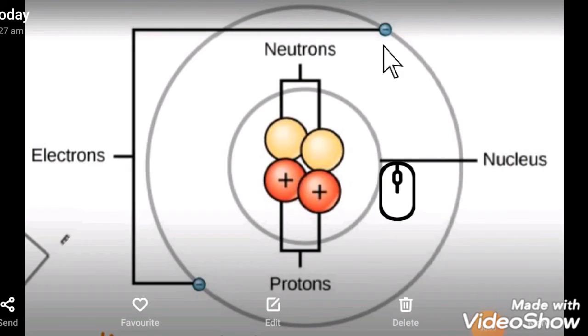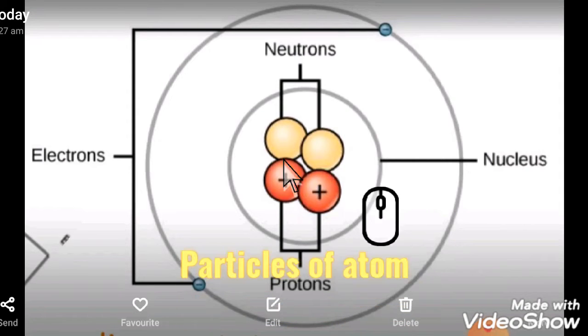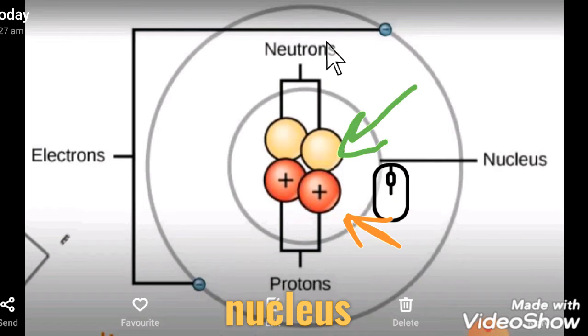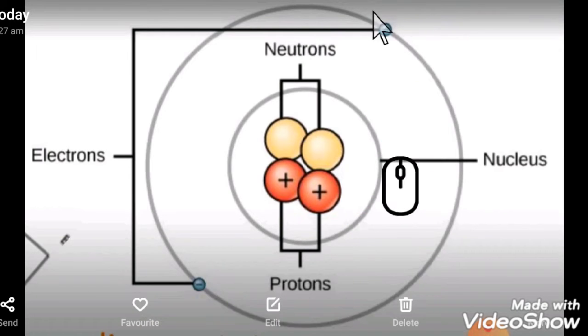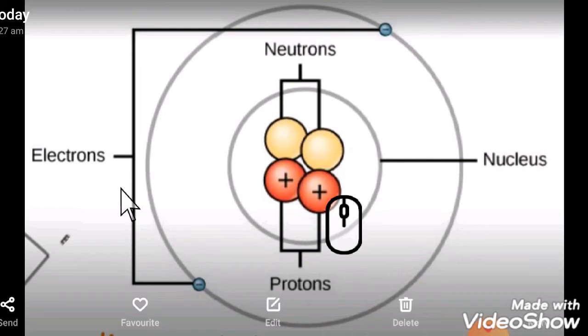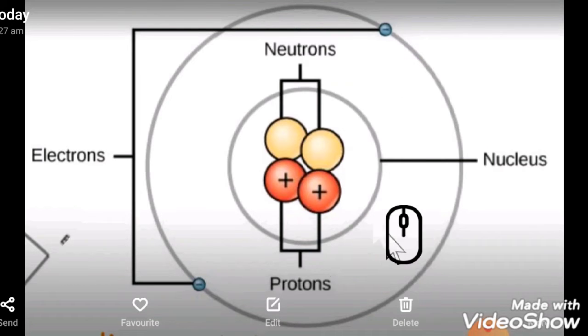The particles of an atom. The atom consists of a nucleus that contains two main kinds of particles, protons and neutrons. And also we have the electrons that rotate around the nucleus in certain shells. These are the atomic particles.